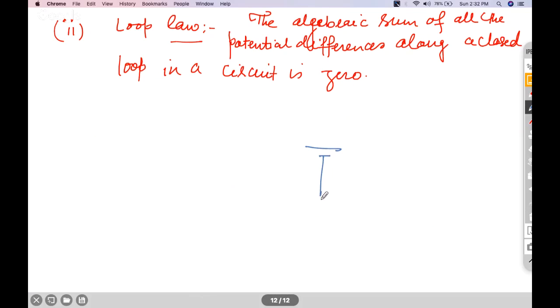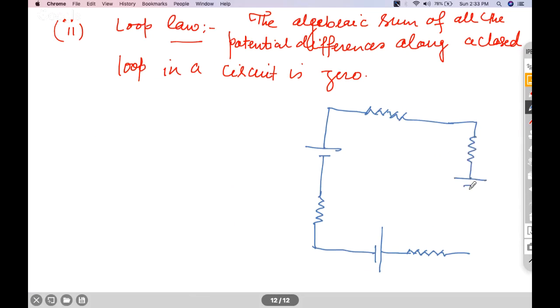So it's something like this. Suppose this is R1 and this is E1, this is R2, this is E2, this is R3, this is R4, and this is E3. So by Kirchhoff's law, the algebraic sum of all the potential differences along a closed loop in a circuit is 0. How do we apply it? So we take a point. Suppose this point is A, and we start from this point.